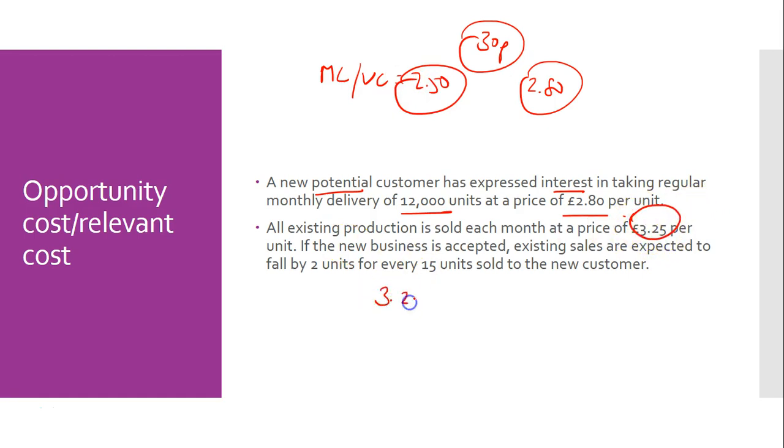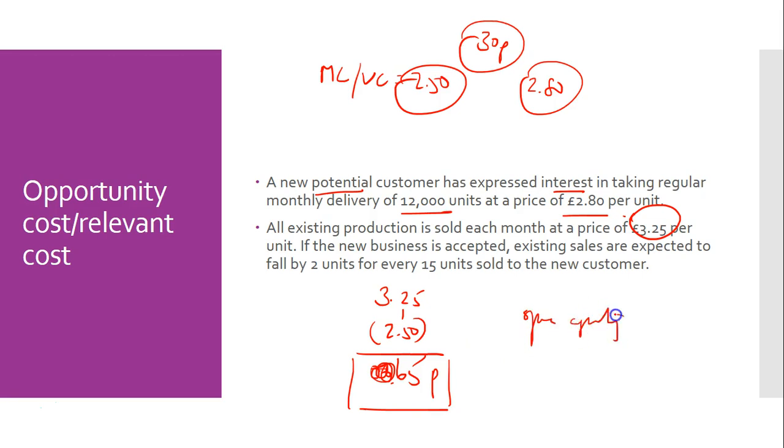Okay, but you currently sell each at £3.25 per unit. So you're currently making £3.25 minus £2.50 per unit. Currently making 65p on every unit. Yes, that's what you're currently doing. So that's great, but now someone's offering you 30p. I mean, the argument here is you do have spare capacity, and it is greater than your variable cost.